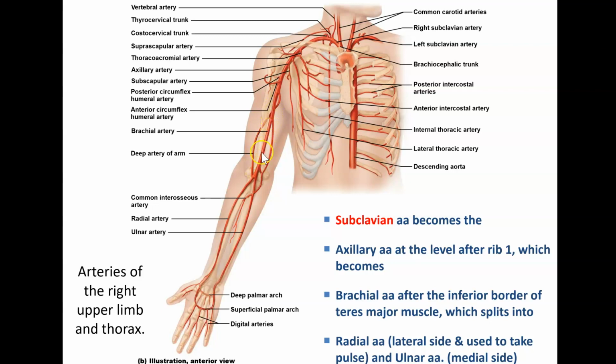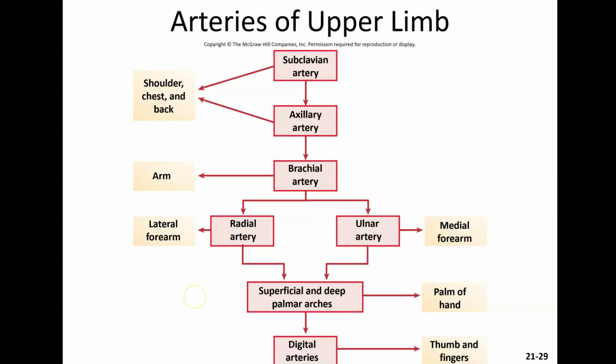And as this brachial artery continues on down, it is going to bifurcate into the radial artery, which will course to form the main portion of the deep palmar arch. And the ulnar artery will course to form the superficial palmar arch. Here's another great illustration of how blood is flowing through the arteries of the upper limb and what they supply.